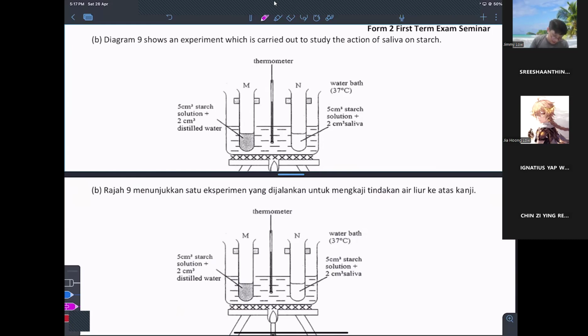So, okay, this one, the action of saliva on starch. We say starch is able to get digested by saliva. You have to know that starch with saliva, in the end, saliva will break down the starch into maltose. So after that, your N has no starch already. But M, because you have just added distilled water, there's no saliva there, so in the end you still remain with starch.